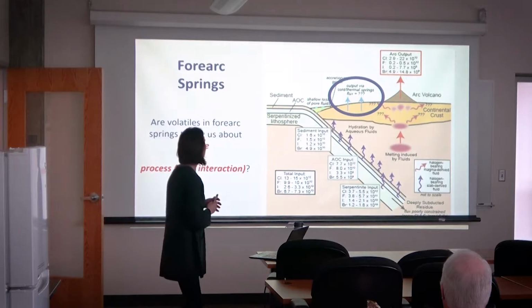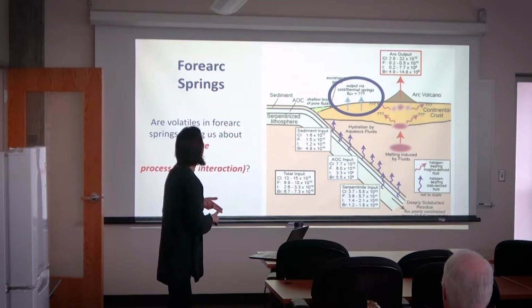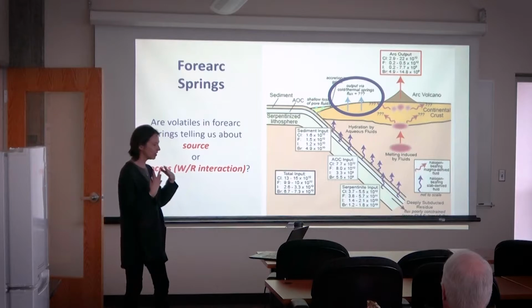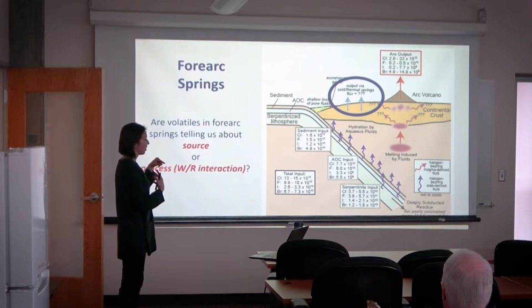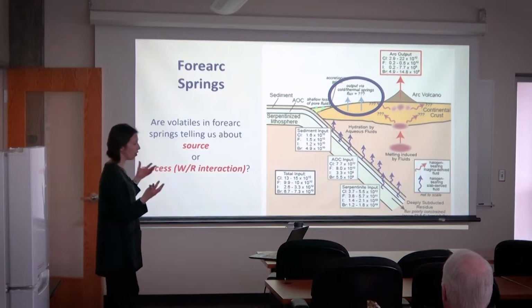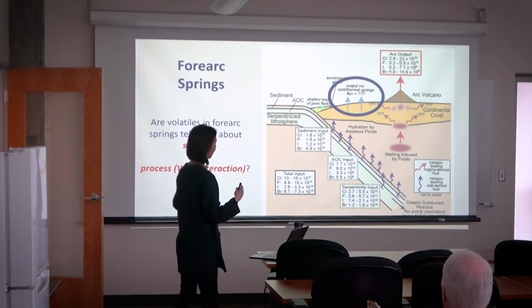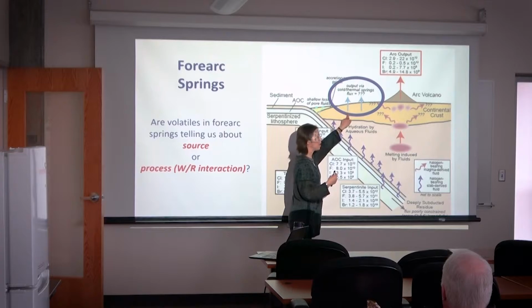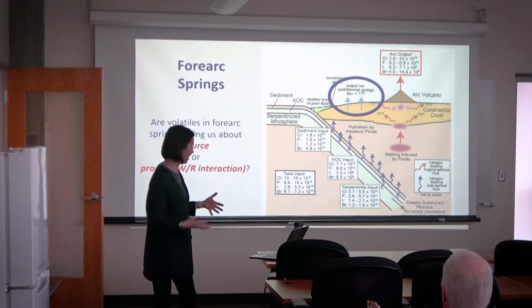The rest of the talk is going to be about halogens and a little bit of lithium and boron through these forearc springs. So, volatiles in the forearc. One of the things I needed to first figure out is, when we look at volatile loss in the forearc, are they telling us about the source from the subducting slab, or do we need to worry about what I'm going to call process, or local fluid-rock interactions? When I measure the chlorine coming out of these cold springs and hot springs, is it just chlorine from the local rock, or is it actually chlorine from the subducting slab? So we first need to tease that out.